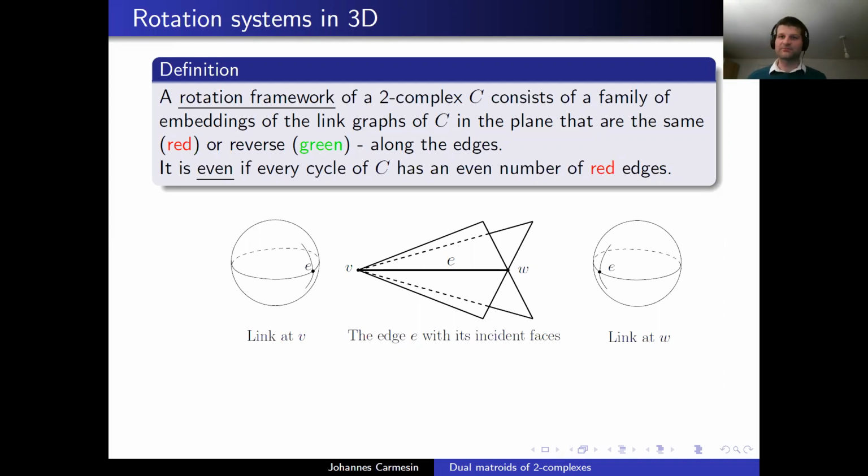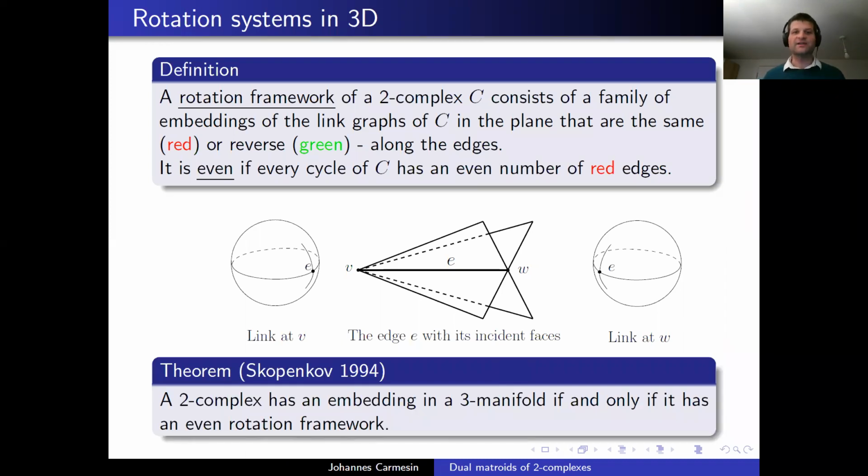If all edges are green, it's super nice, but you need on every cycle an even number of red edges. Then Skopenkov proved in 1994 that a 2 complex has an embedding in some 3 manifold if and only if it has one of these combinatorial objects, which we call an even rotation framework. So again this de-topologizes the whole problem. All we have to do is, given a 2 complex, construct these plane embeddings at all the link graphs together with some compatibility.